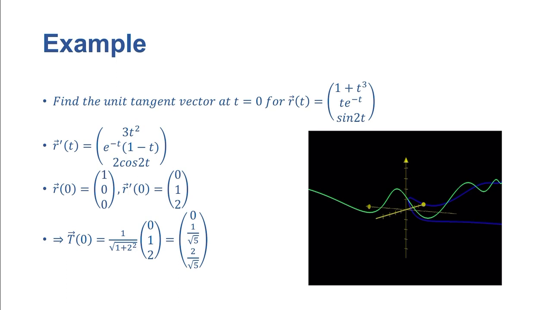So now at t equals 0, which is this point right here, we get a unit tangent vector that points up in the y direction and the z direction. So we get something that looks like that as our unit tangent vector. All right. So I think that's good for this example. We were able to find the unit tangent vector fairly easily.